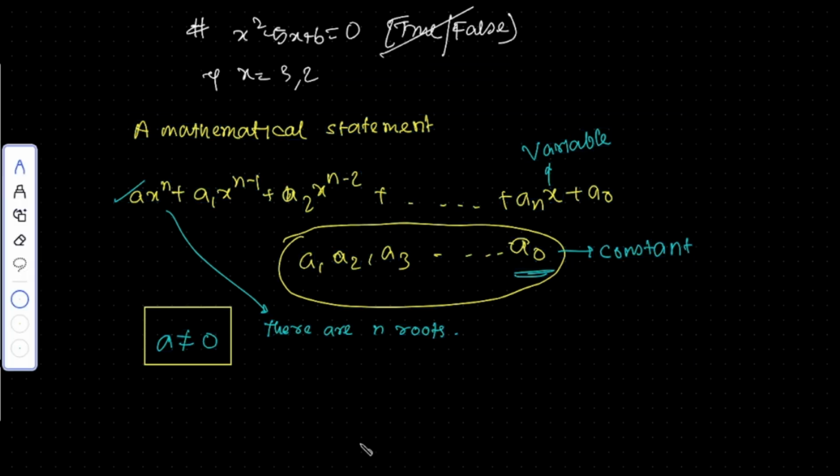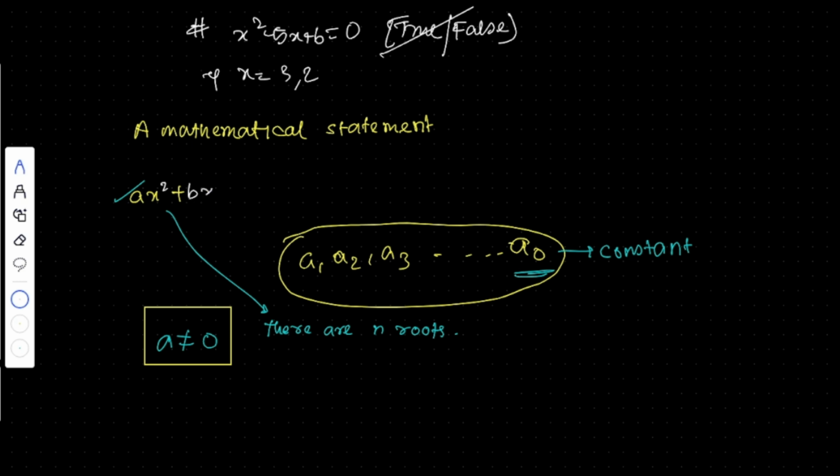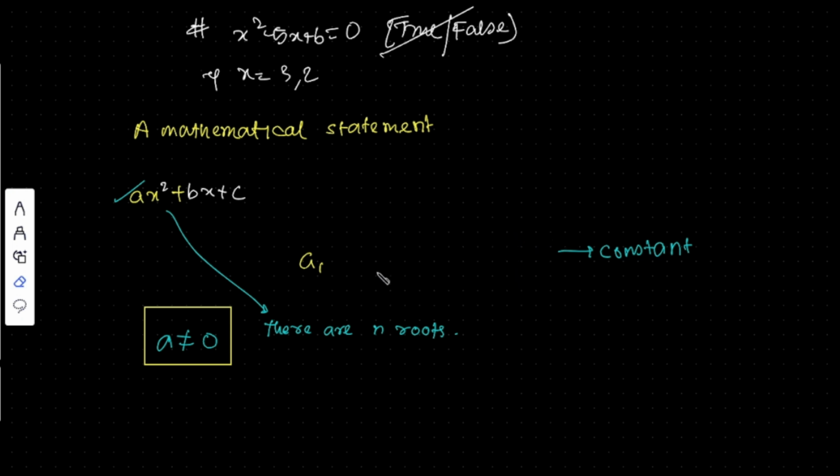Now, what should be the differences? In the statement, x will be only to the power 2. This term won't be there. Let me change the whole one. So same now, but it should be ax square plus bx plus c. A1, A2, A3 are written, but it should be A, B and C. A, B and C are constants.